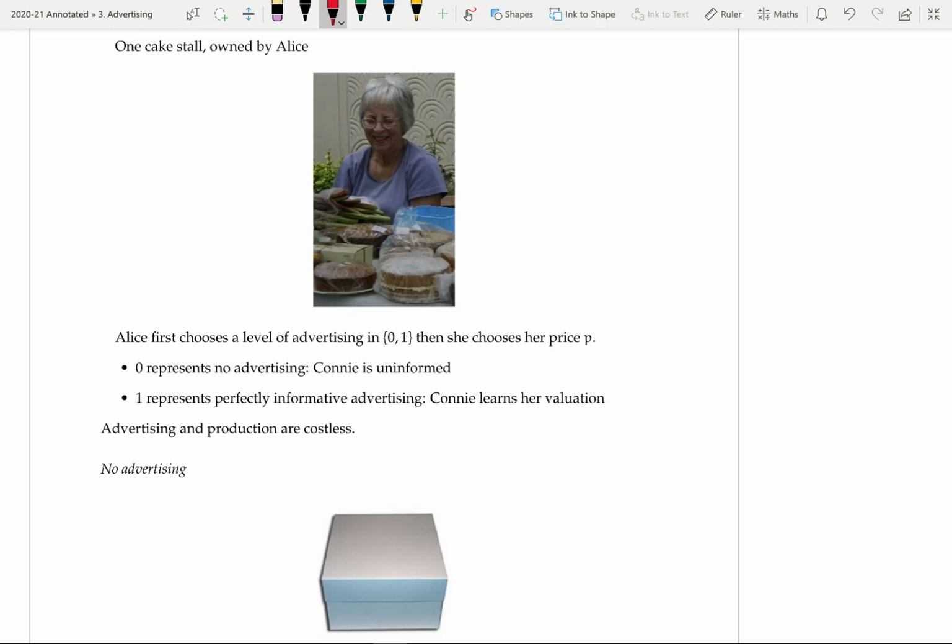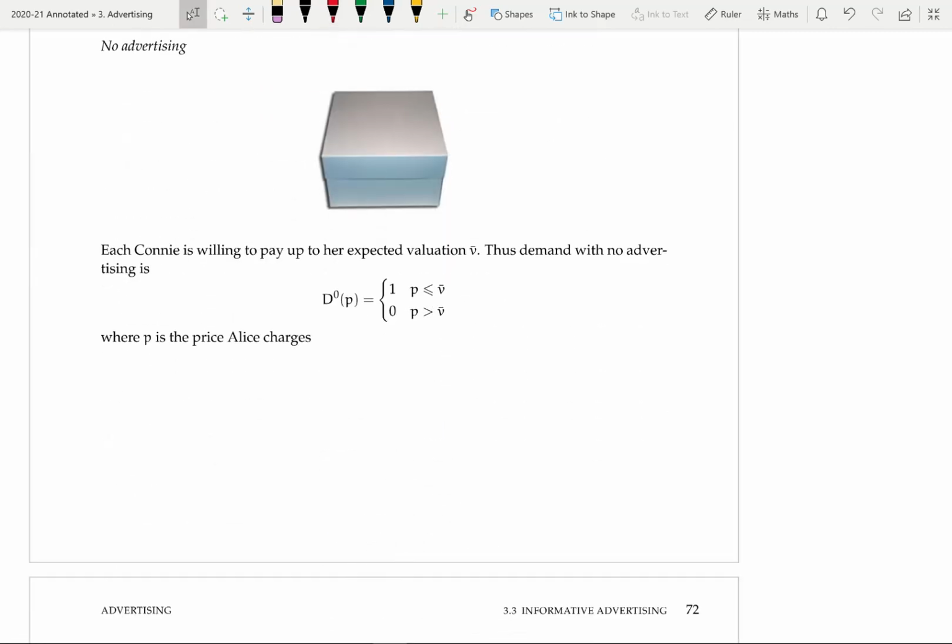Advertising in this model is costless, and there is also no cost of production. So we're going to look at each case, no advertising and advertising, find out the optimal prices and profit, and compare the profits from advertising and not advertising. So when there's no advertising, the cake is in the box. Connie does not know what it looks like or what it tastes like. Her willingness to pay is her expected valuation V bar, and so her demand is going to be 1 if the price is less than V bar, and 0 if the price is greater than V bar.